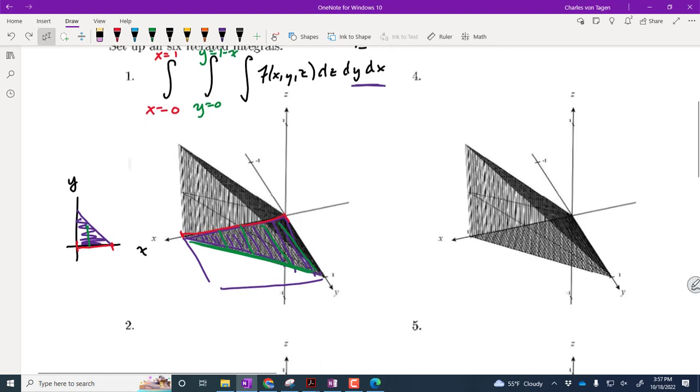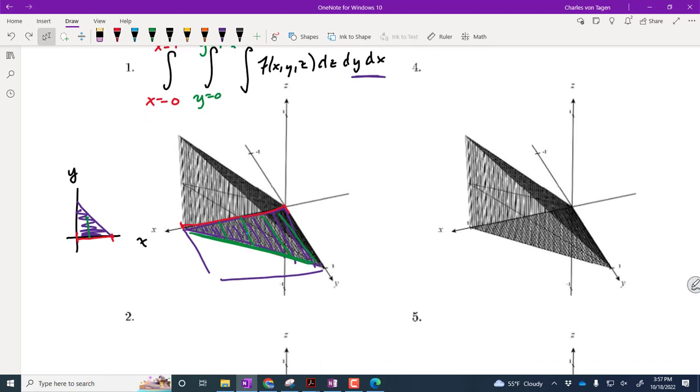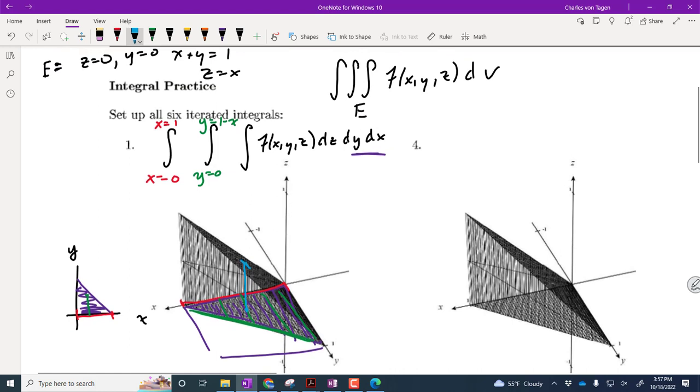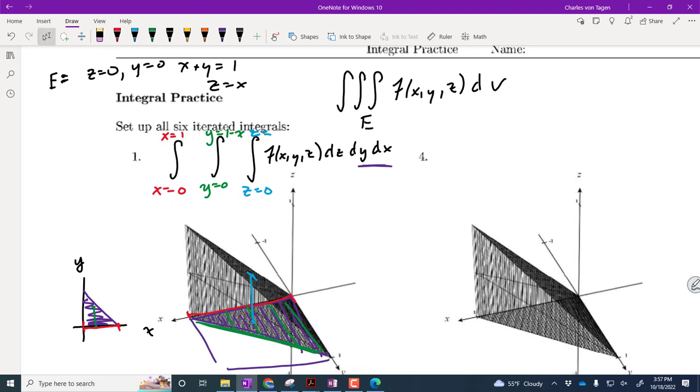So once I've got an x, y ordered pair, I'm now going to let z vary up until we hit that plane. So z is going to go from 0 till we hit that plane up there. What's that plane? That's this plane, z equals x.